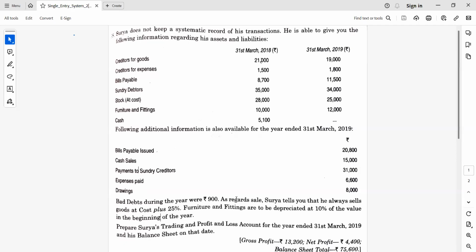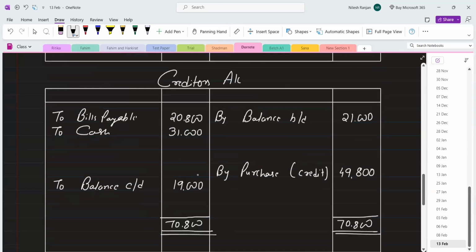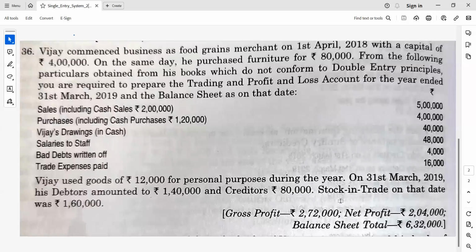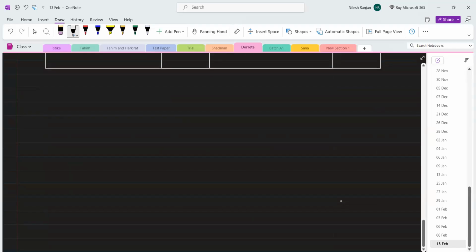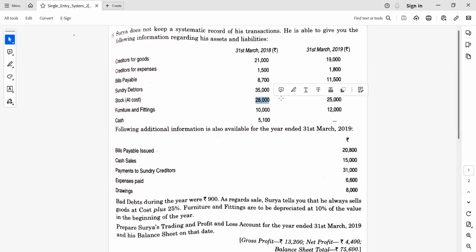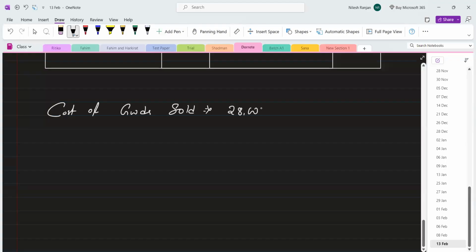So purchase is given in the question. Actually, we have calculated it, 49,800. Can you tell me the formula of cost of goods sold? Opening stock plus purchase. Opening stock is given in the question, 28,000. Purchase is also given. It is 49,800.